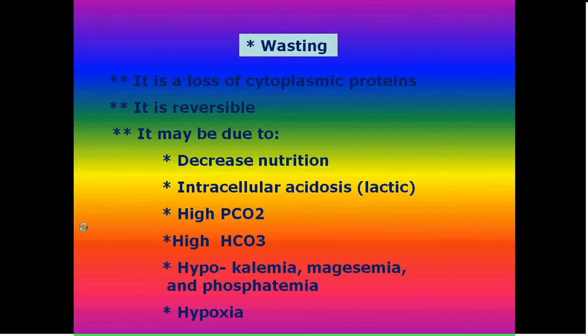This wasting is reversible, but it may be due to a nutritional problem or intracellular acidosis, high carbon dioxide, high bicarbonate, hypokalemia, hypomagnesemia, hypophosphatemia, and hypoxia. All these problems may be responsible for the wasting. The most important item for this wasting is nutritional, and you have to correct it early and keep it in mind while you are dealing with such a patient.